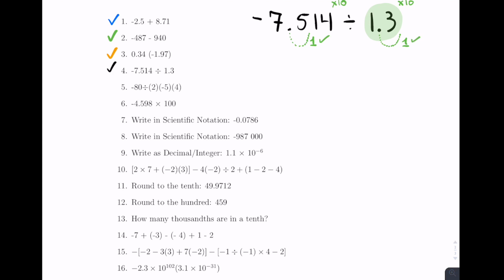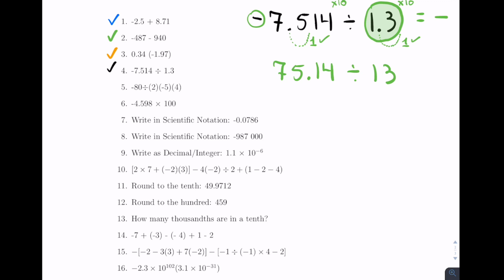These have to be equal. If we had more decimals in this number, for example 2 decimals, we would have to get rid of 2 decimals, and then the other number would shift by 2 decimals. Now that I got rid of the decimal, I have this new question. I do know, because I have a negative divided by a positive, that my answer will be negative.